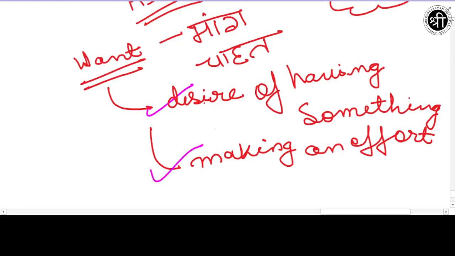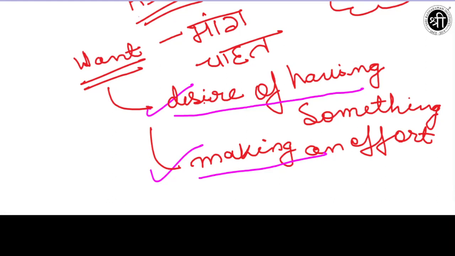Now a very important thing here is that if you only have a desire to have something but do not make an effort, then you can't call that thing a want. Like, you might have a desire to have the moon, but can you make an effort to have the moon, or is it practically possible to have the moon? The answer is no. So want means the desire to have something, but more important than just having the desire, it also includes making an effort.